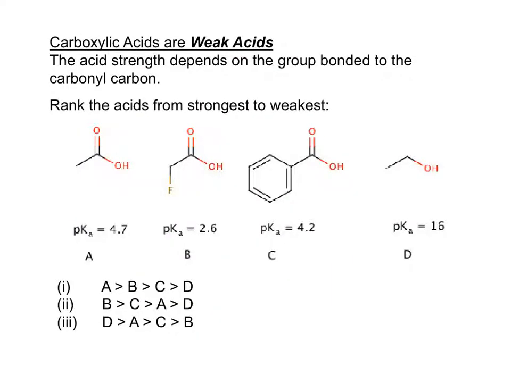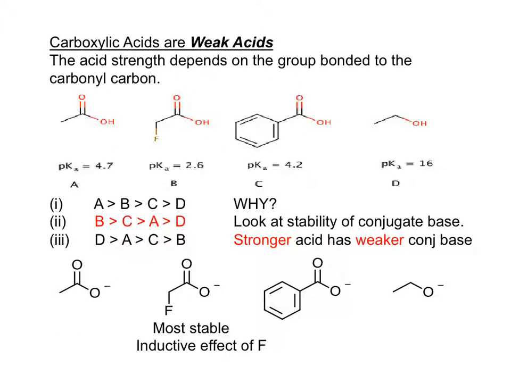Although carboxylic acids are weak acids, some organic acids are stronger than others, so stop the video and rank the acids from strongest to weakest. So here are the answers. So the lower the pKa, the stronger the acid. So here's the ranking.